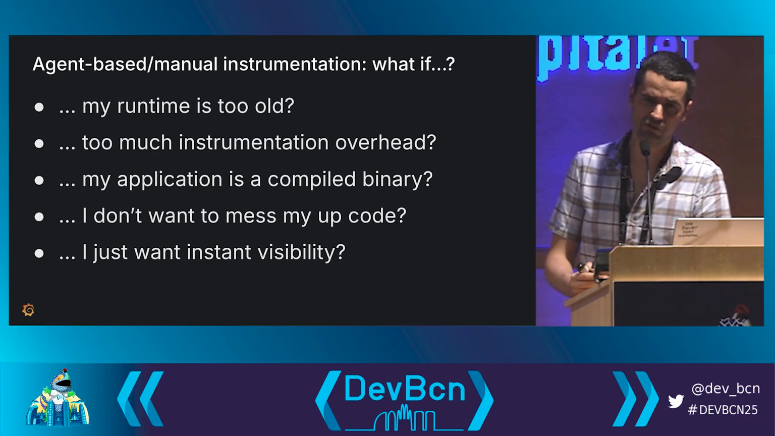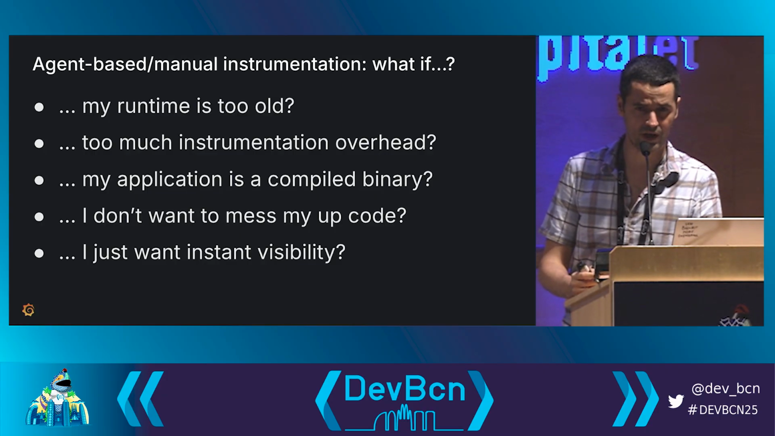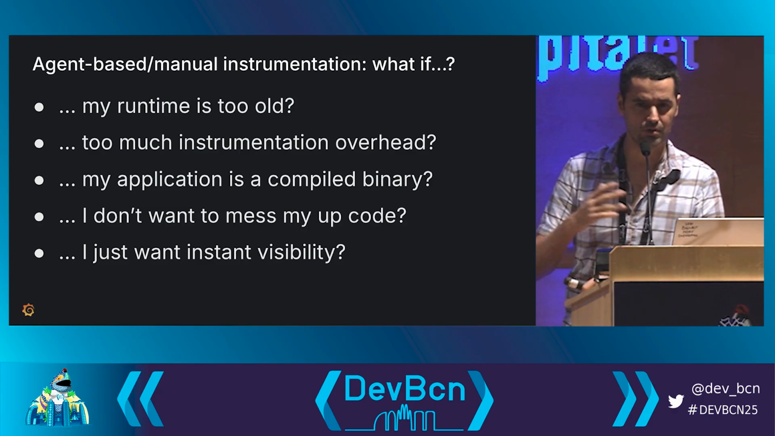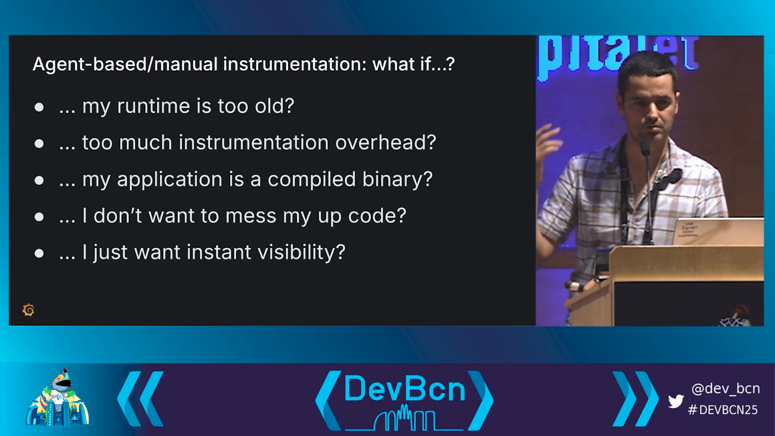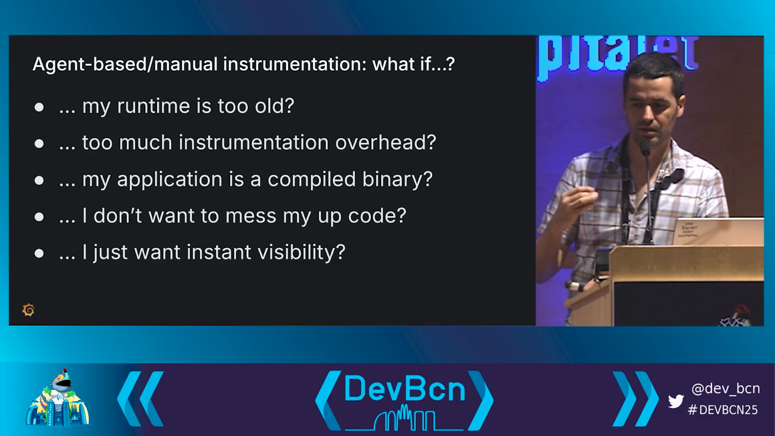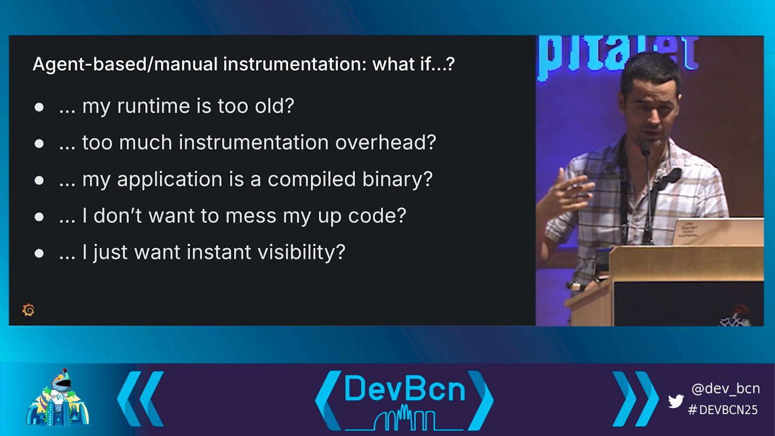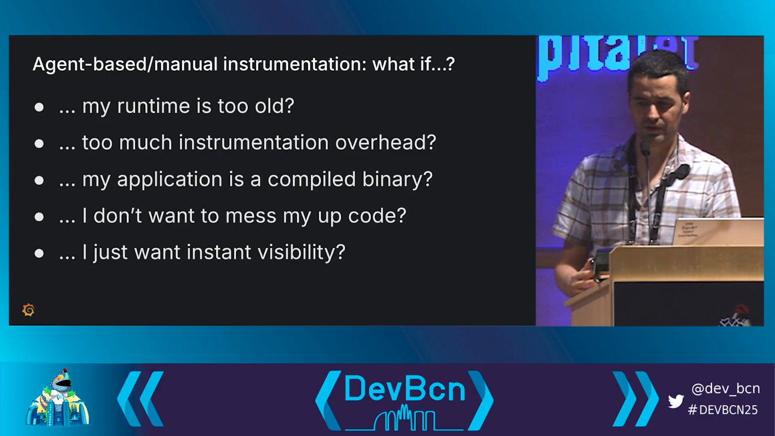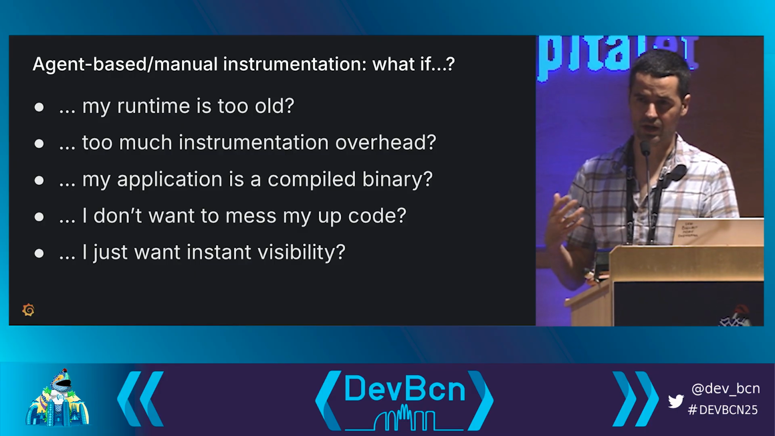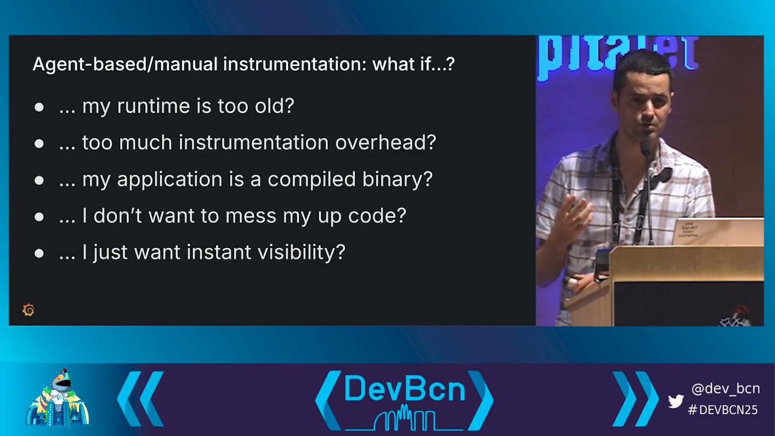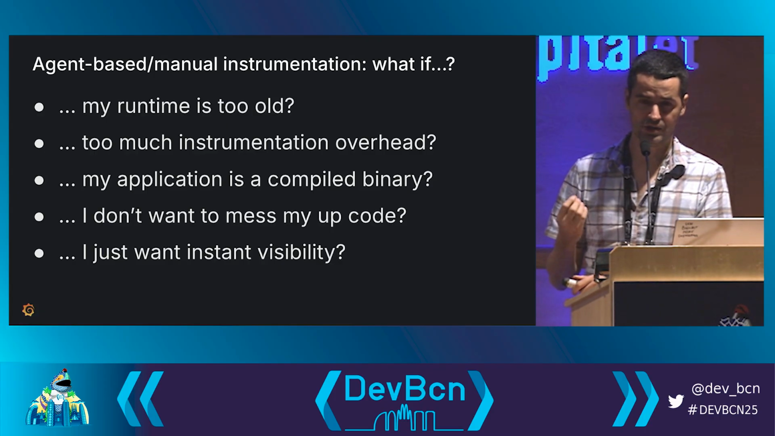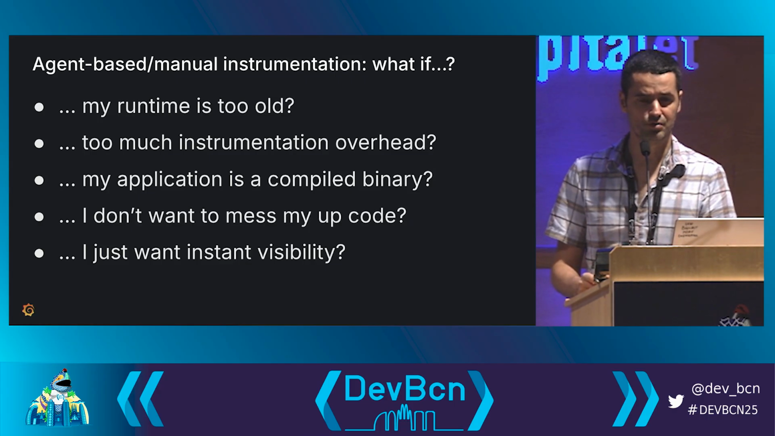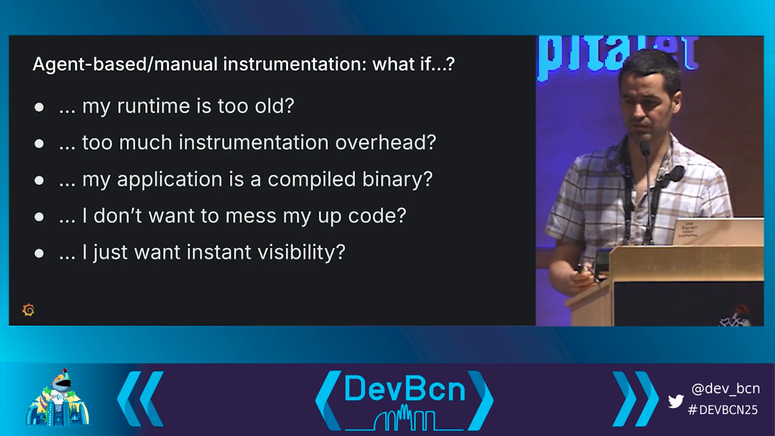For example, we found people having a runtime that is too old. We have users still using a very old version of Ruby or even Python 2.7 that the modern observability agents don't support those runtimes. Or even if the instrumentation of that runtime adds a lot of overhead. For example, in Python applications, the instrumentation agent is written in Python and is too slow. It adds a lot of overhead.